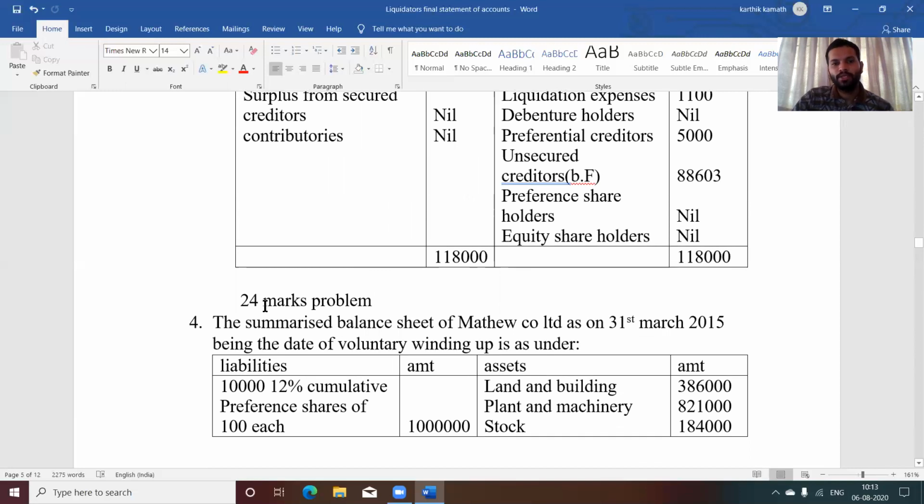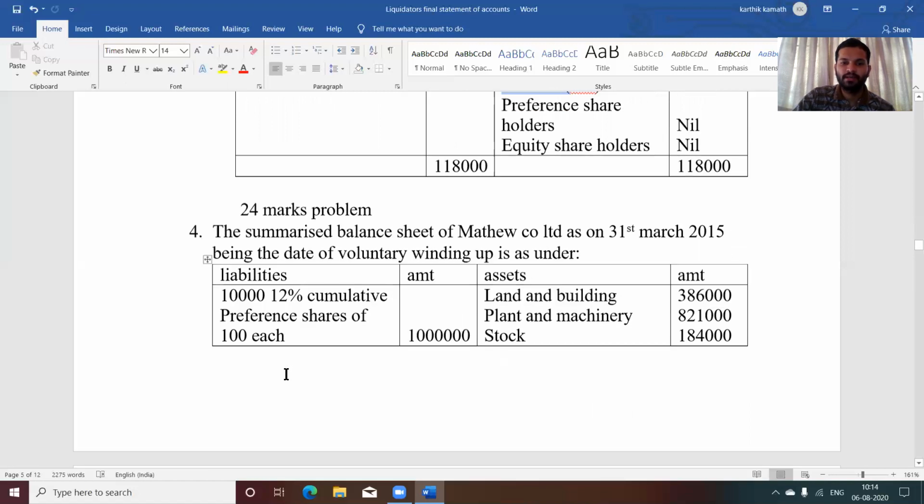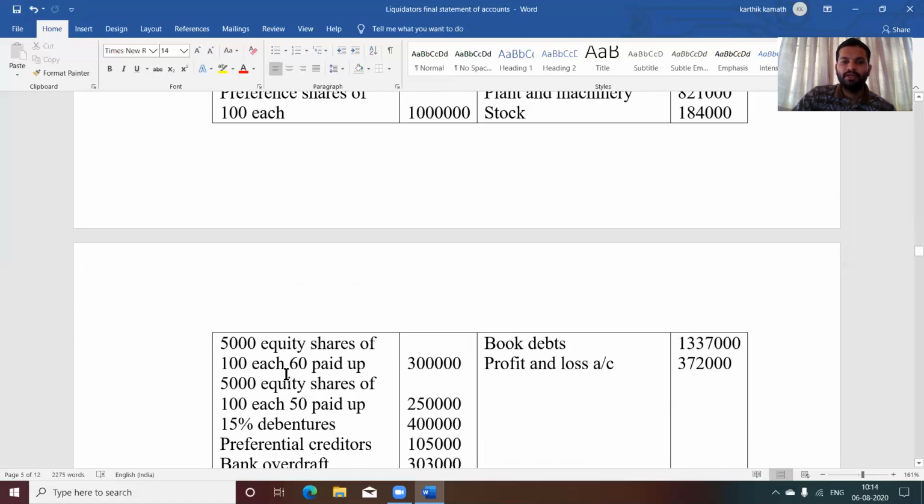So now we are going to see a 24 marks problem. The summarized balance sheet of Matthew Co. Limited as on 31st March 2015, being the date of voluntary winding up, is as under. Liability side: 10,000, 12% cumulative preference shares of 100 each, that is 10 lakh. 5,000 equity shares of 100 each, 60 paid up, is 3 lakh. 5,000 equity shares of 100 each, 50 paid up, is 2,50,000.